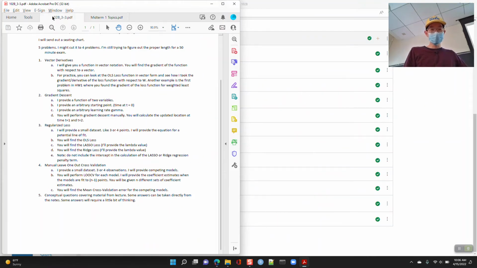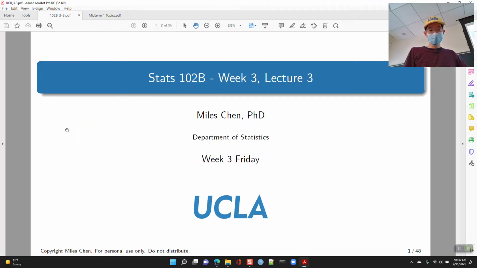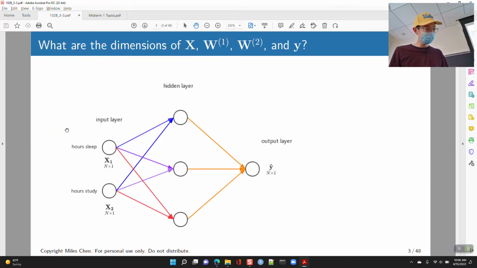Oh, and today's notes right here. Okay. So on Wednesday, we introduced neural networks. And so a quick question, if we have n observations, and this is our neural network, what are the dimensions of your matrix X, your matrix W1, your matrix W2, and the output matrix Y?